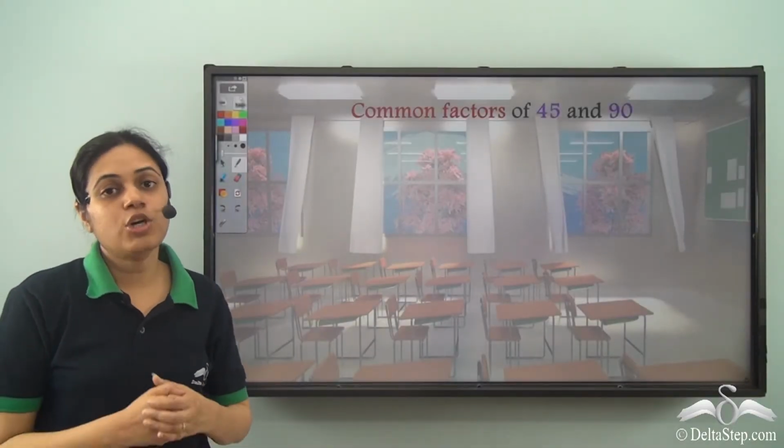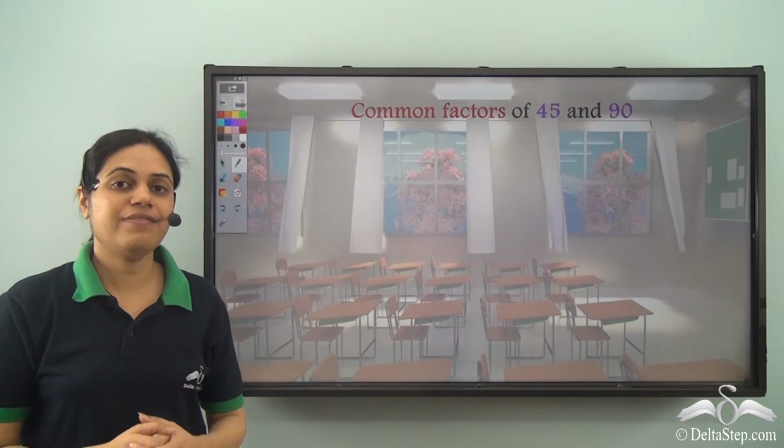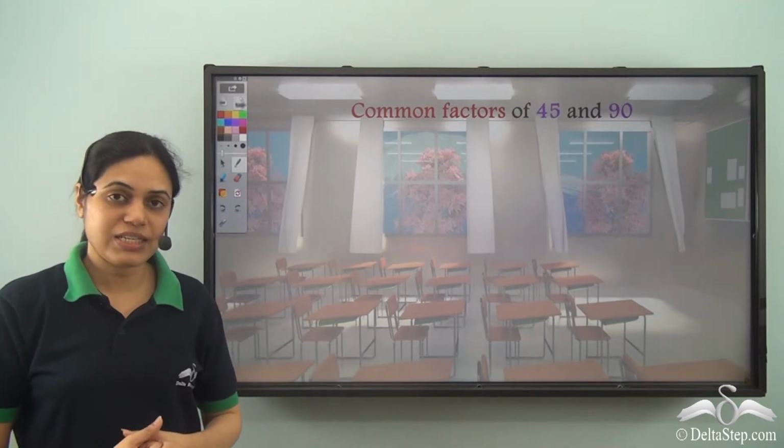Now can you find the common factors of 45 and 90 by the prime factorization method?